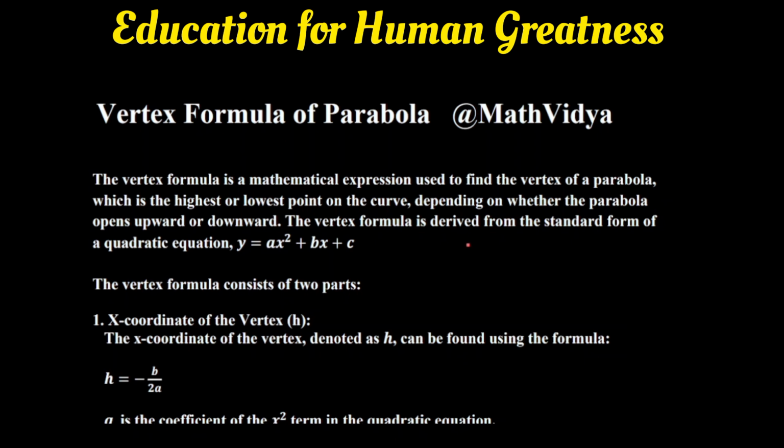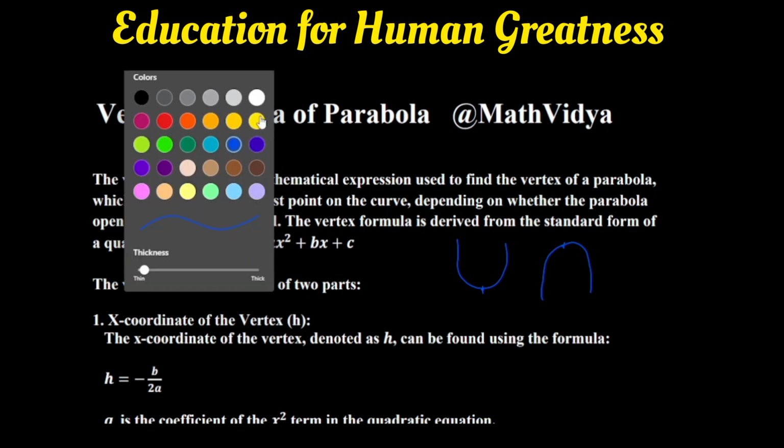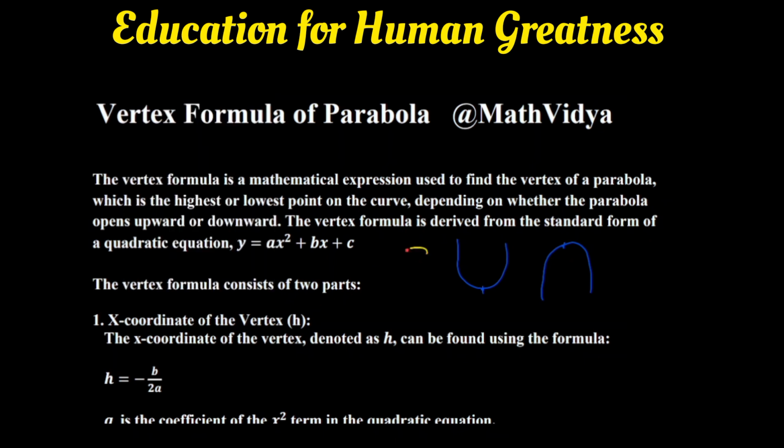As you can see, a parabola looks something like this, U shaped. So in this case it's the bottom point, and in this case it's the topmost point. Let us discuss further. A parabola may be like this and like this.